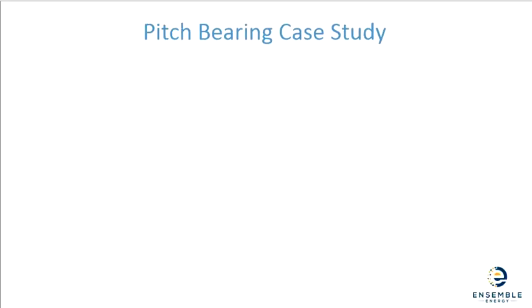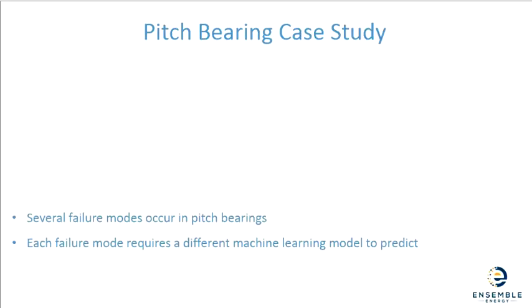I'd like to also talk about now a pitch bearing case study. Similar to main bearings, pitch bearing failures have also been a very serious problem on some wind turbine models. Several failure modes exist, each of which requires a different machine learning model to detect. Because the failure modes are quite different, naturally the machine learning model that's required is also different.